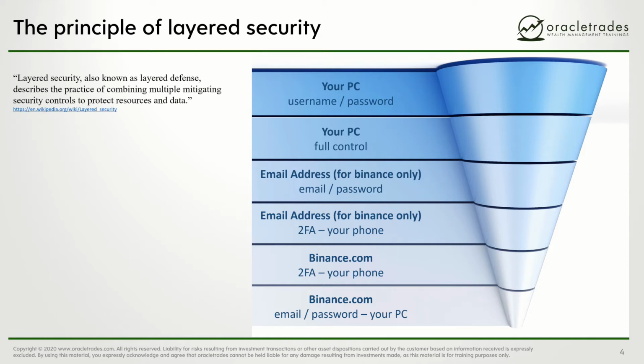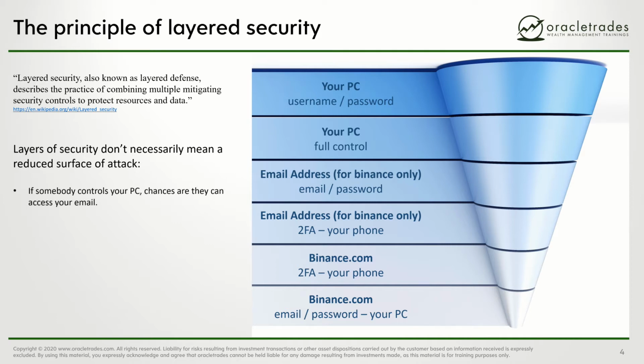According to Wikipedia, layered security, also known as layered defense, describes the practice of combining multiple mitigating security controls to protect resources and data. Now, the downside is that layers of security don't necessarily mean a reduced surface of attack, particularly because the online world is not comparable to a house with a fence, although many security firms make you believe that.